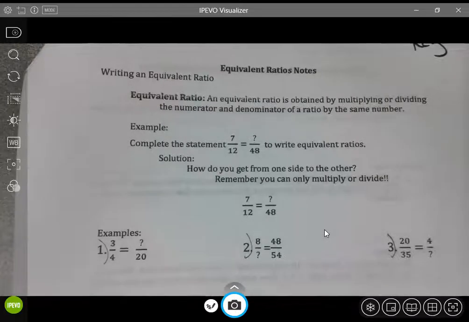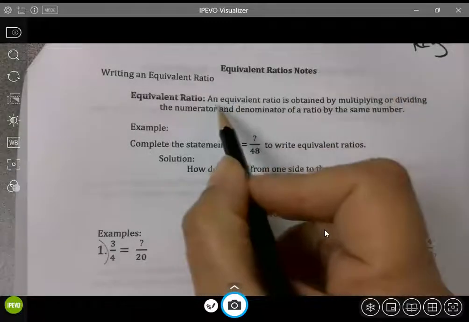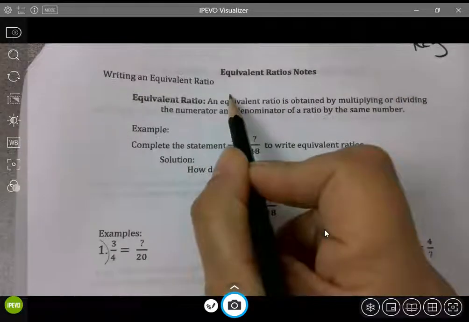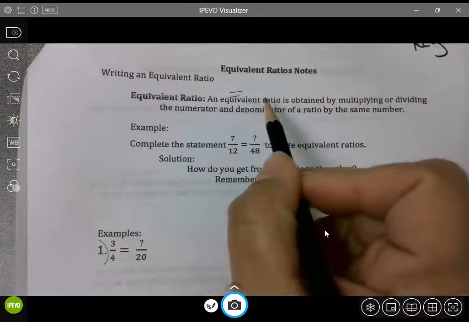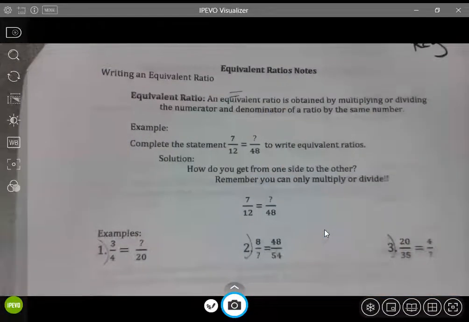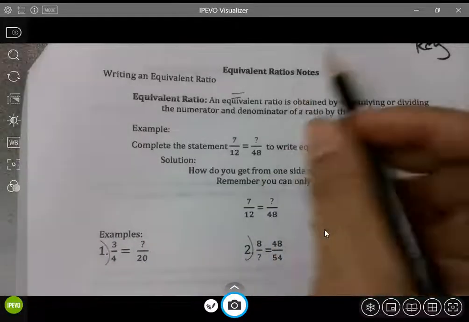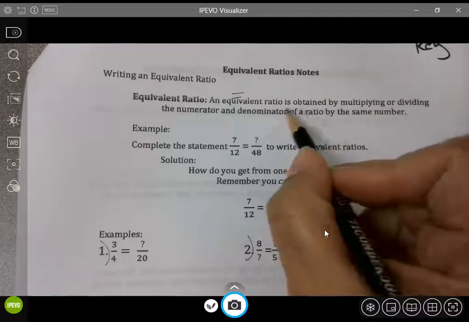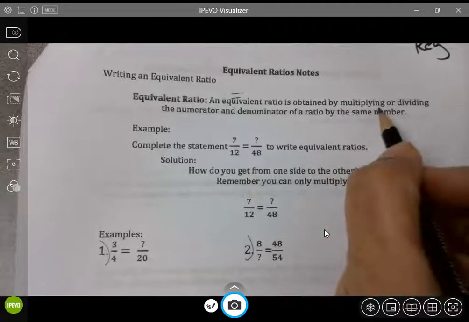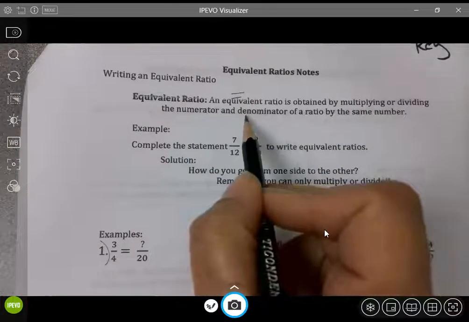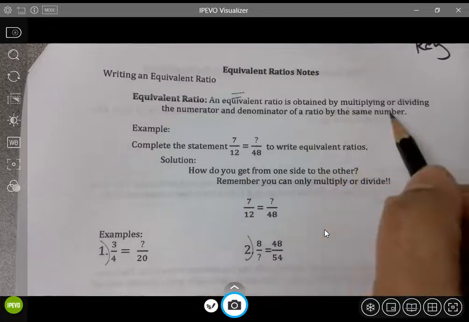Today we're going to talk about equivalent ratios. An equivalent ratio, well, what does equivalent mean? It just means that they are going to equal each other. Your ratio is going to be your fractions, your parts to the whole, and it's obtained by multiplying or dividing the numerator and the denominator by the same number.